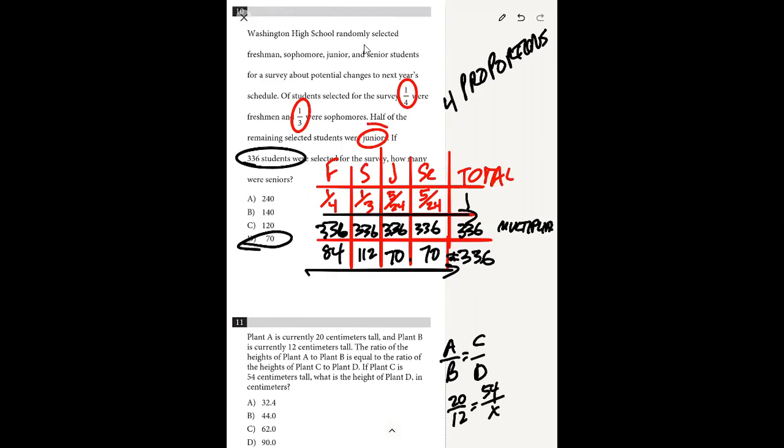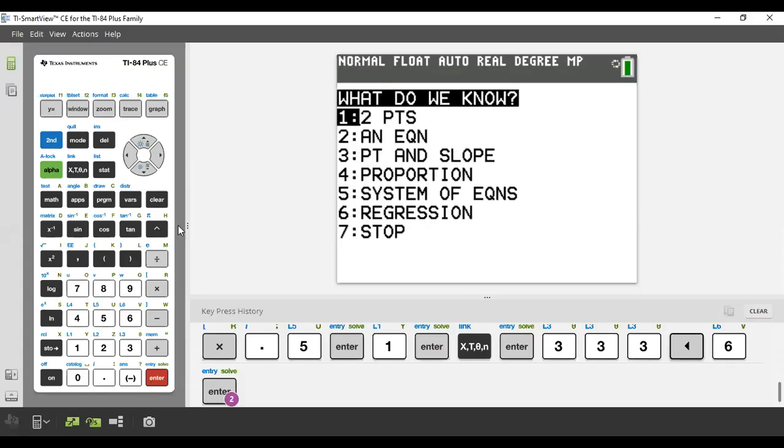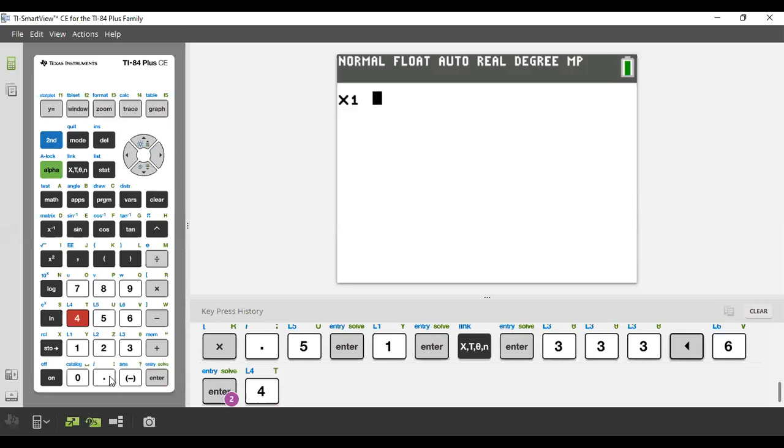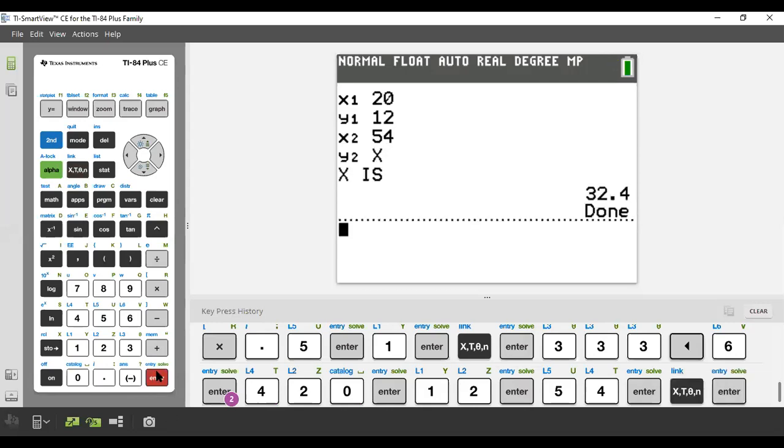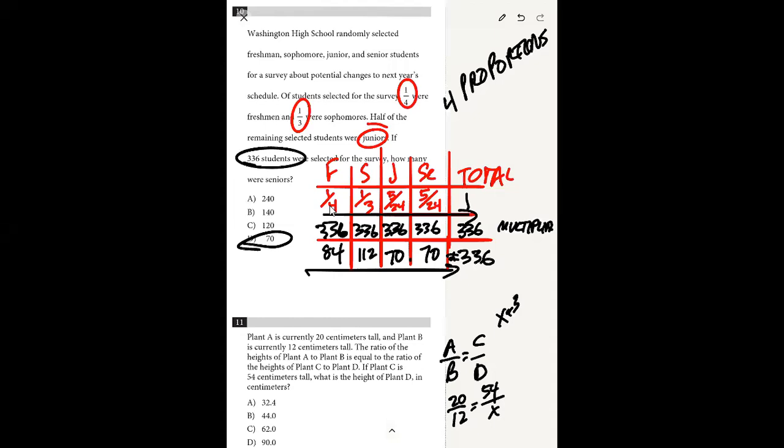I would go straight to my calculator on this one. I press enter, option 4. And then I'd put in 20, I'd put in 12, I'd put in 54, and then I put in X. And it's going to solve it for us. Boom. It says 32.4 is my answer. So I go back to my test, look at the answer choices, and that would be choice A, 32.4. So this is for proportions. By the way, there are a lot of proportions on the SAT. That's one of the favorite types of problems. All right, so let's keep going.